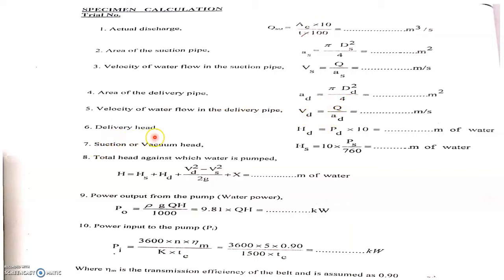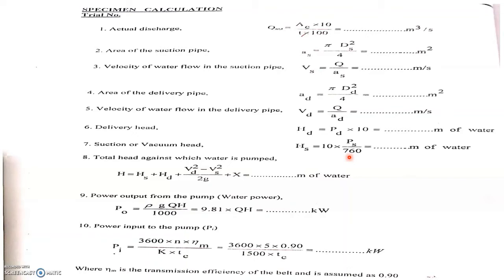You need to find a delivery head, that is HD equals 10 into PD. Now again, we need to find a section or vacuum head, that is HS equals 10 into PS by 760. That also needs to be calculated over here itself.